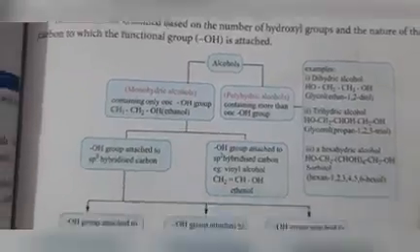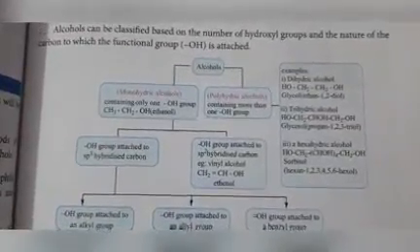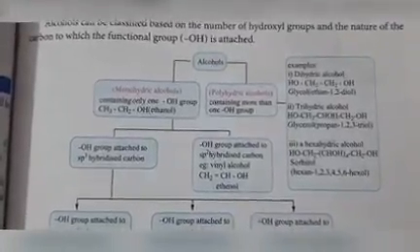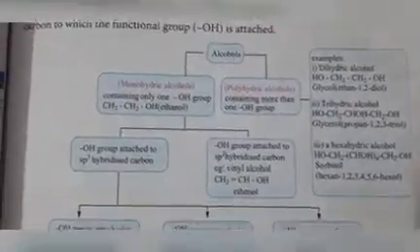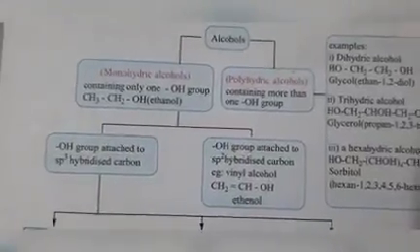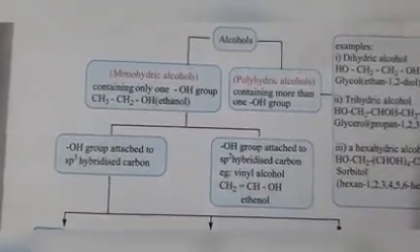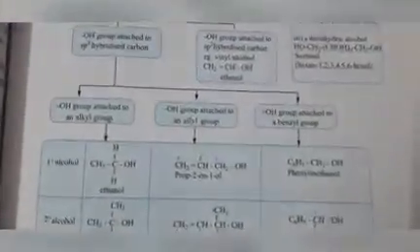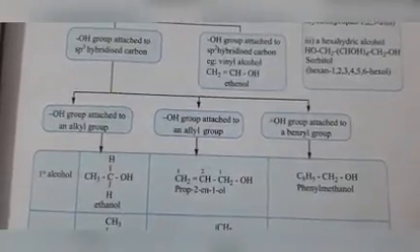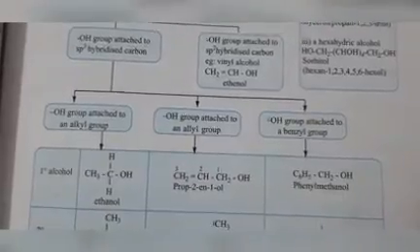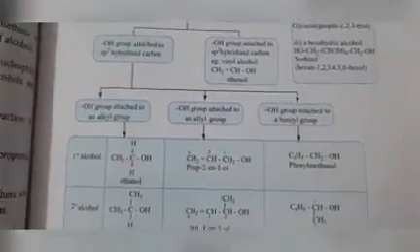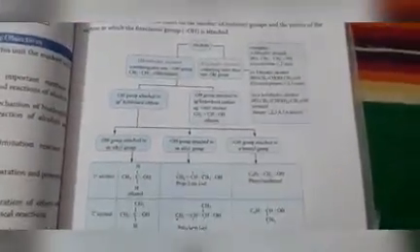Monohydric alcohol is further classified into two based on which carbon is attached to that OH, whether it is sp3 or sp2. The sp3 hybridized carbon type is further classified into three based on the attached group: alkyl, allyl or benzyl group. So this is the classification of alcohols.